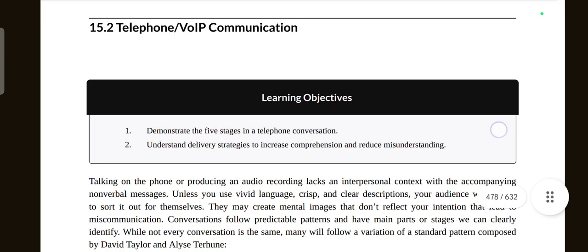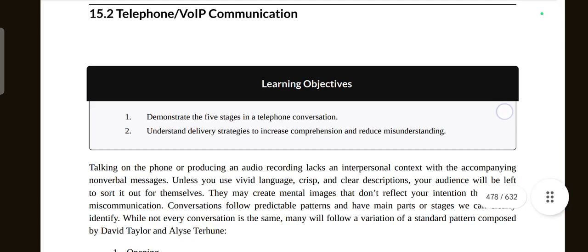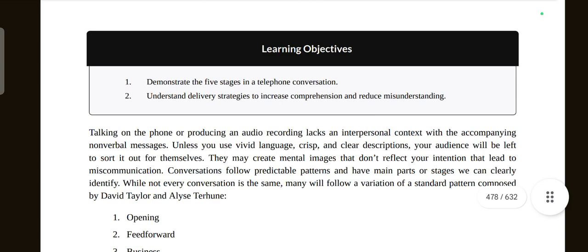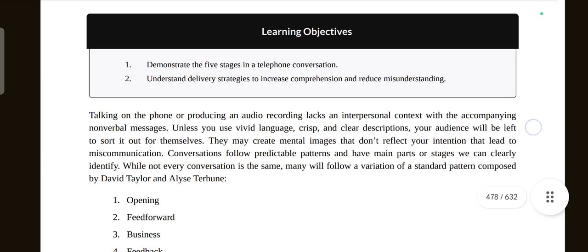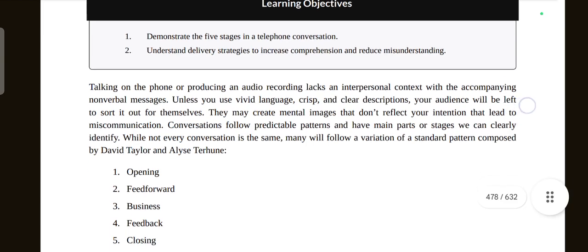Now the 15.2 topic is about telephone and VoIP communication. So the learning objectives will be: number one, at the end of this discussion, the students must demonstrate the five stages in a telephone conversation. They must understand delivery strategies to increase comprehension and reduce misunderstanding.